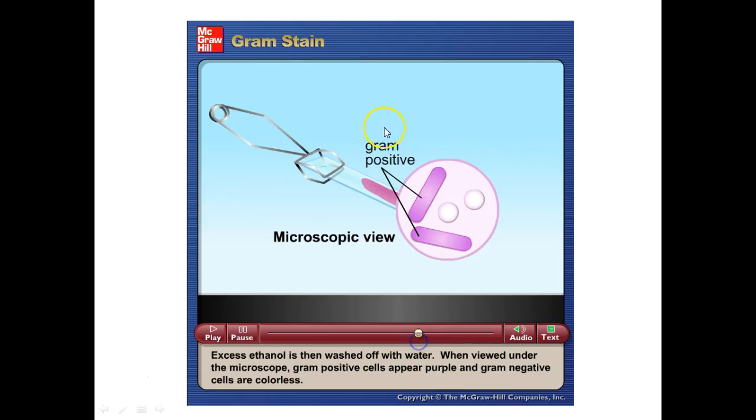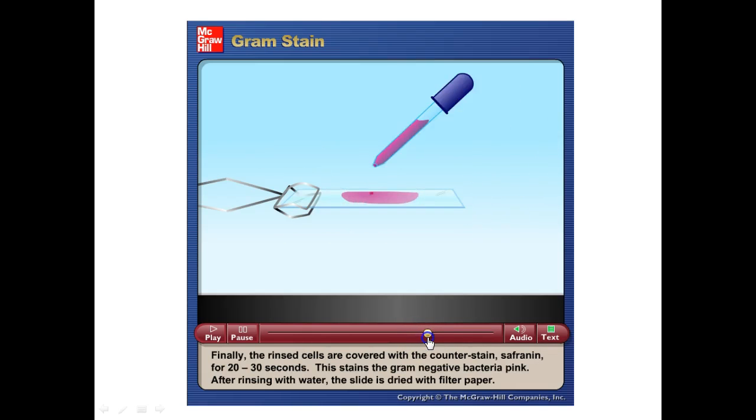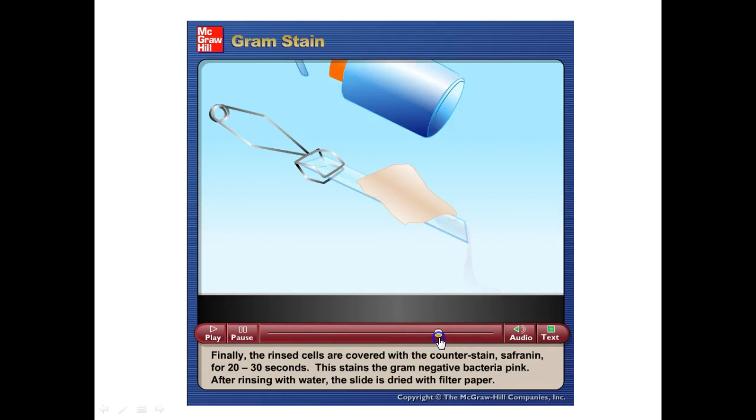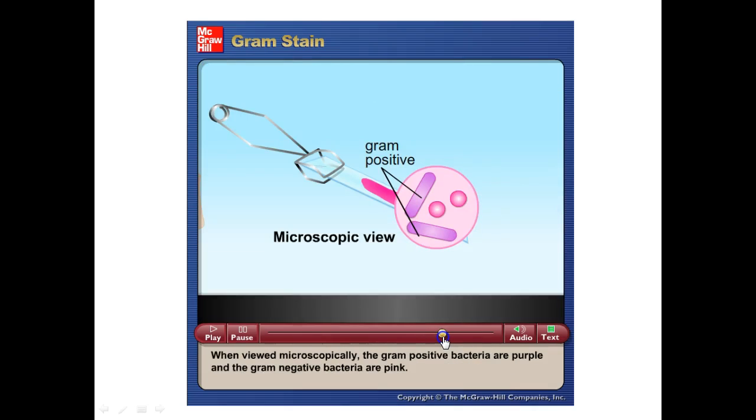Notice if you were to stop after the decolorization step, you would only see your gram positives. Your gram negatives would be colorless, right? You wouldn't see them, but we want to be able to see them. So you would counterstain with your safranin, and so they would come out pink. Why do they come out differently? It's because of the different structural setups of their cell walls.